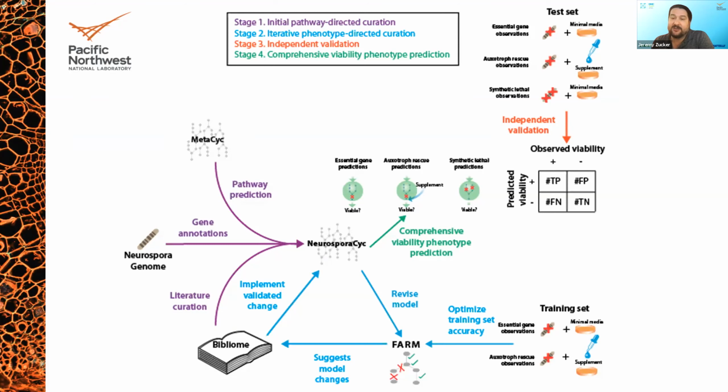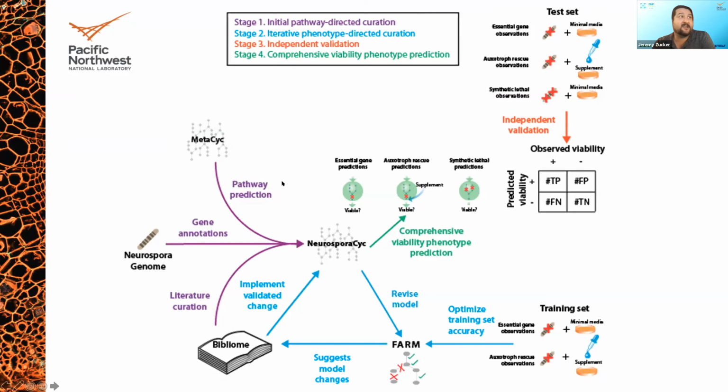Gene-protein reaction associations, pathways, and literature citations were used to construct the first draft of the Neurospora Pathway Genome Database. For the second stage, indicated in blue, we utilized a suite of algorithms we designed called FARM that suggests changes to the metabolic network based on a training set of experimentally confirmed growth phenotypes. These suggestions were reviewed manually and accepted into the final model if they were consistent with published experimental evidence.